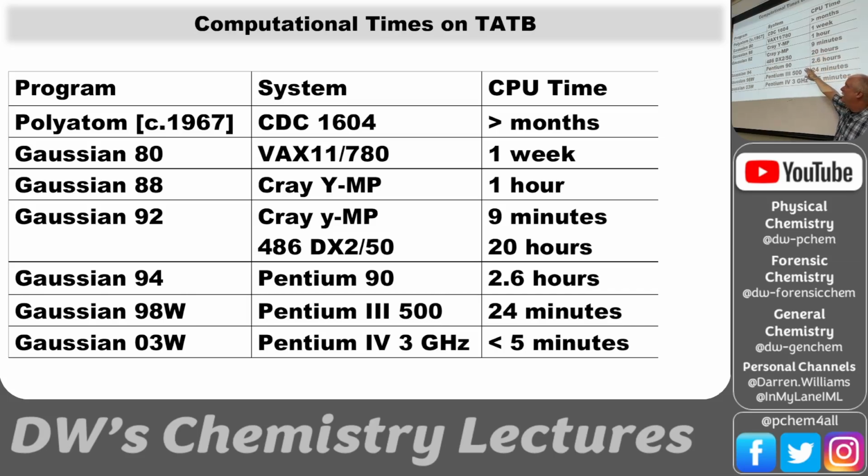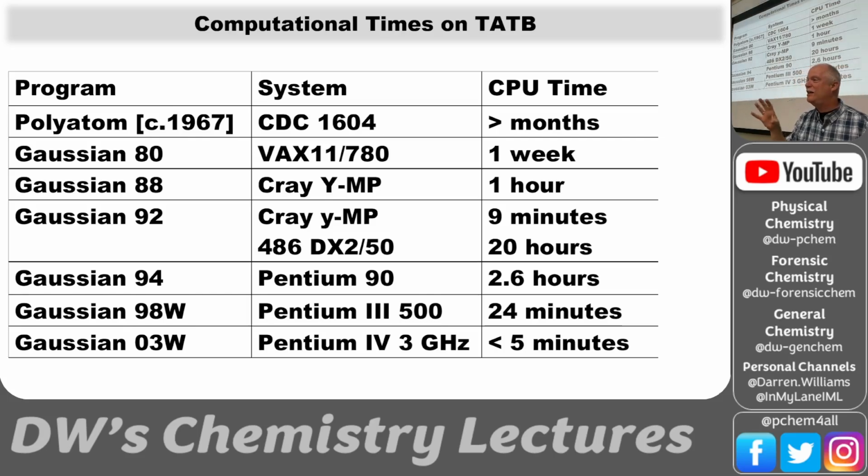Then I got an upgrade. I got a Pentium 90. In Gaussian 94, it took 2.6 hours. Gaussian 98 on a Pentium 3, 500 megahertz machine, 24 minutes. Okay, that's pretty good. And then a 3 gigahertz machine, unheard of. Pentium 4, Gaussian 03, less than 5 minutes. So that's pretty cool, the speed up.